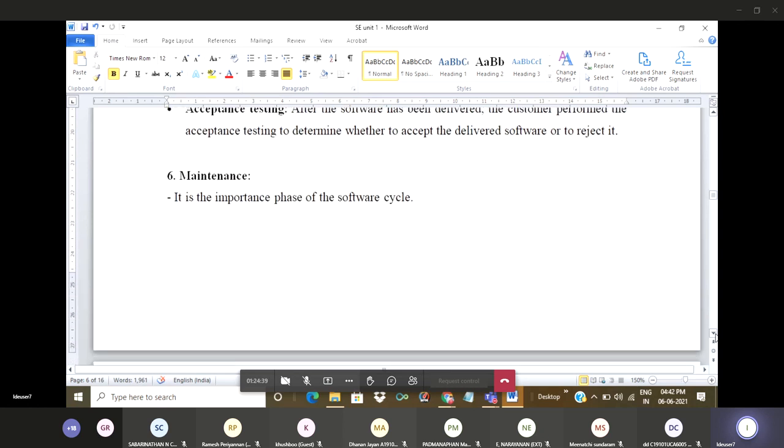Next is maintenance, a very important phase of software development. It must be maintained. If there is any problem, we have to rectify the problem. So maintenance plays an important role in the software cycle. If you don't maintain it, then the software will not work.